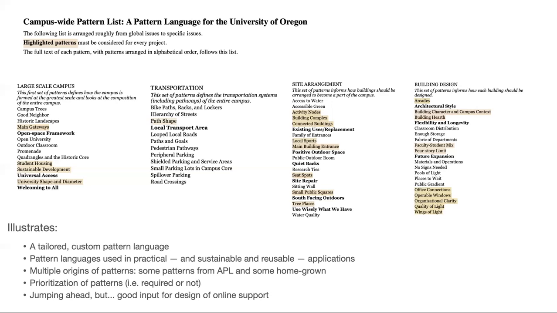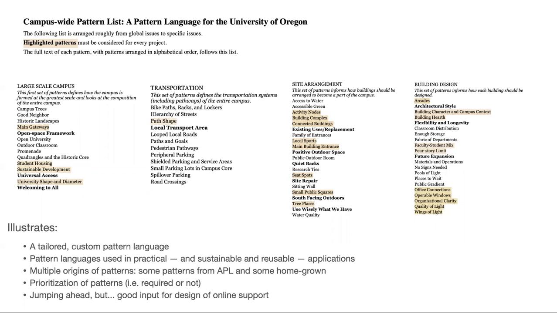like promenade, local transport area, looped local roads. So they've grouped it according to the way that works for them. They've put in patterns of Alexander's, and then they've added their own patterns to put this together. So that's where their big set of patterns is.